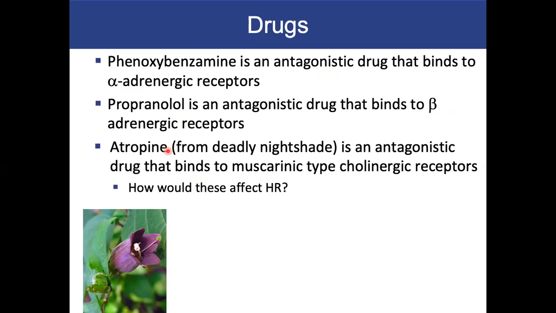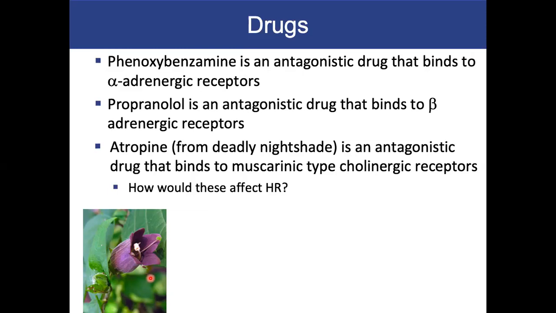Atropine is another drug. It actually is a drug that inhibits muscarinic cholinergic receptors. It's found in the belladonna plant. It's a naturally occurring toxin from some of the nightshade family. Tomato and peppers are in the nightshade family too. They don't have this toxin.